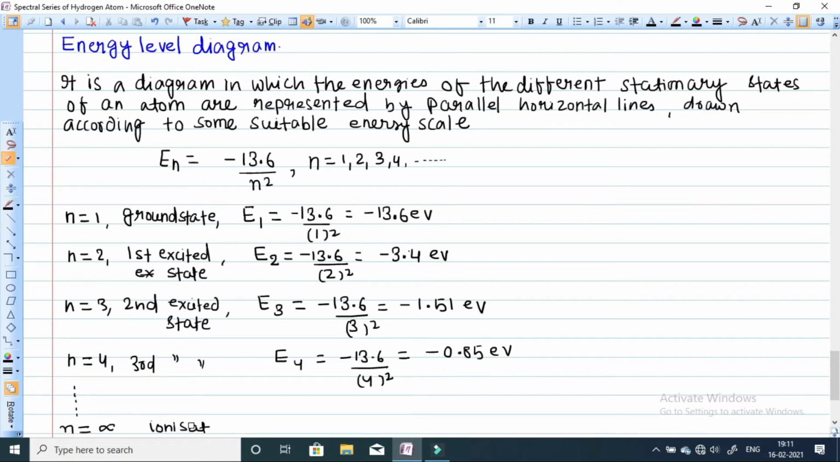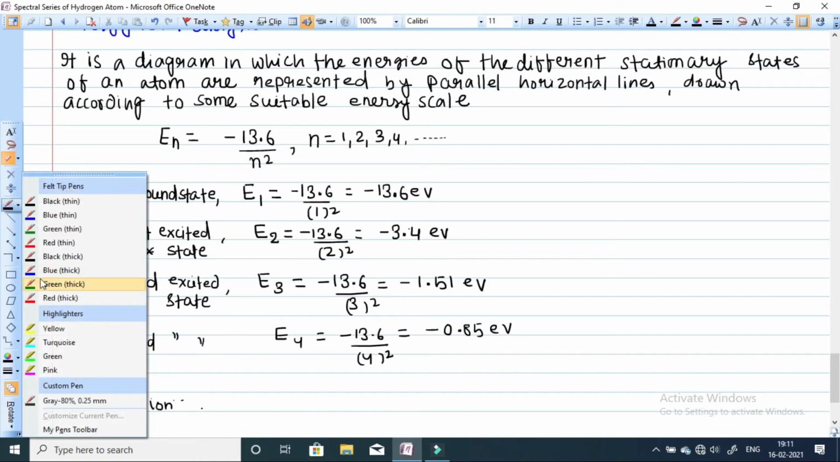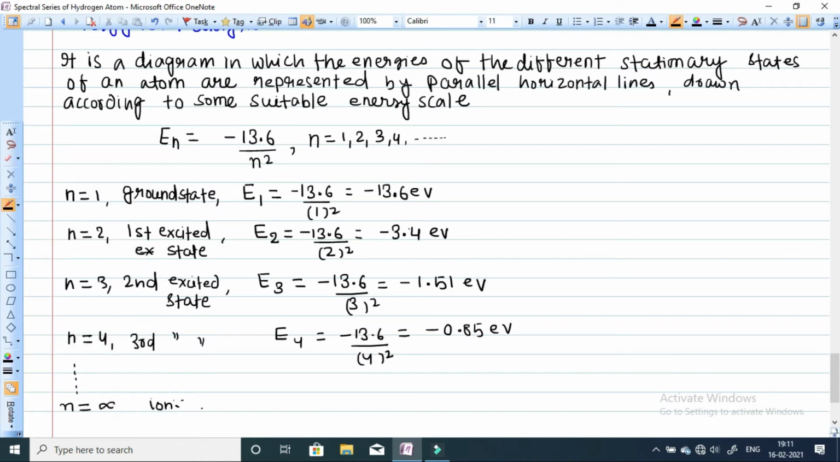Okay, ionized state. This state is known as the ionized state. And here we can calculate the energy. En is equal to minus 13.6 divided by infinity squared. Infinity is a very large quantity. When you solve this, you will get 0 electron volt.